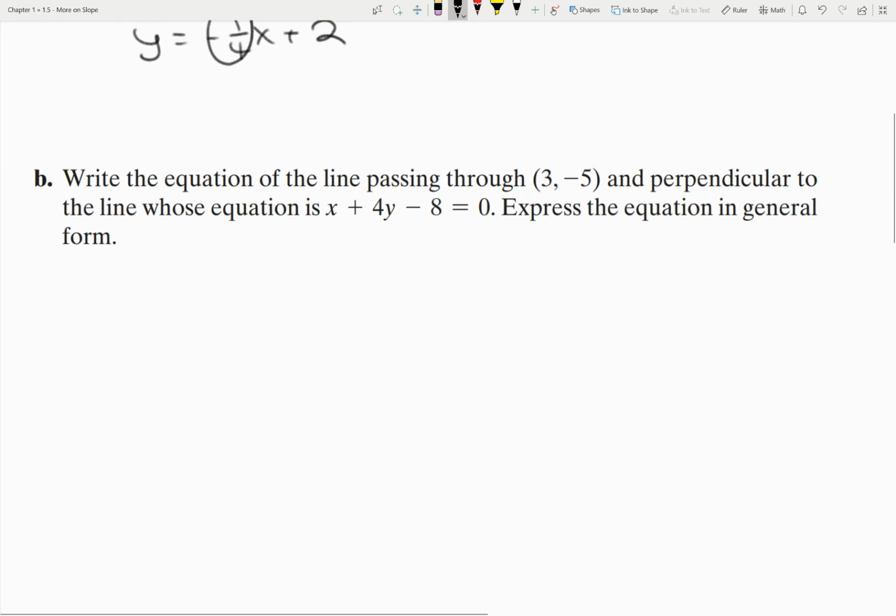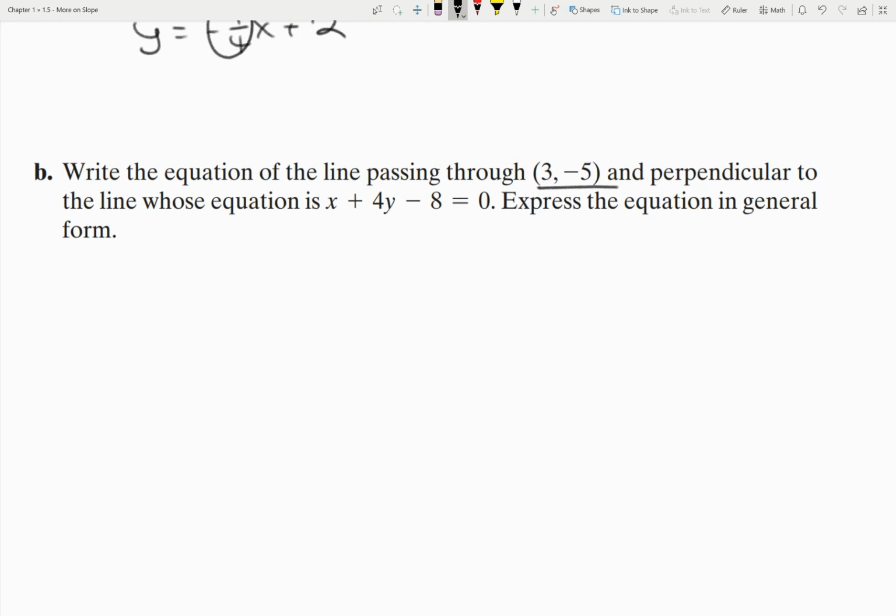So my new slope is 4. Then write an equation that goes through a different point. Okay, so, well, I can't express the equation in general form right off the beginning. I have a point, 3, -5, and I have a slope of 4, which is perpendicular to my line. So I'm going to have to start with point slope. y minus y1, minus a minus turns into a plus, equals m times x minus x1.